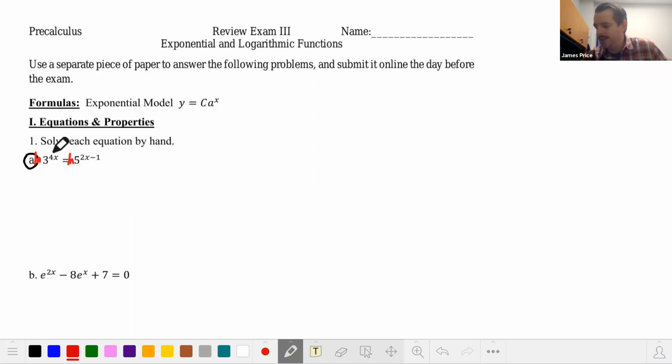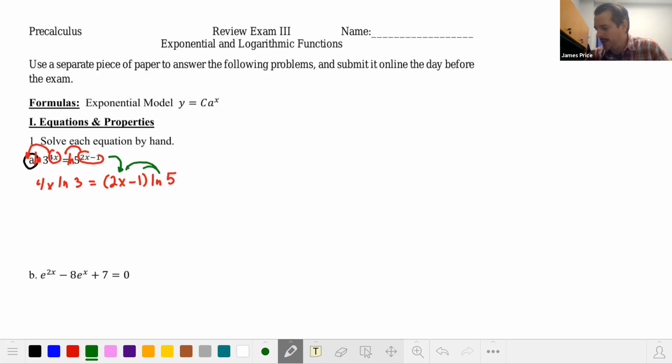And notice I always apply the ln's on the left. And what that'll do is force those two exponents to come down in front. So we're going to get 4x ln of 3 equal to (2x minus 1) in parentheses, because that's all times ln of 5. And so we basically go from an exponential equation up here, apply ln's, and we get a linear equation below.